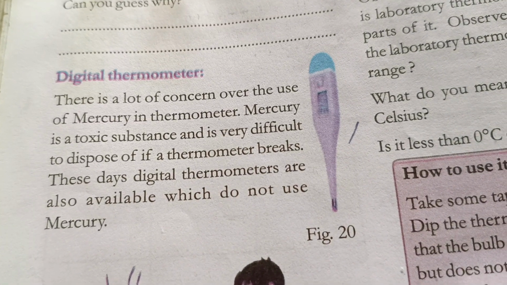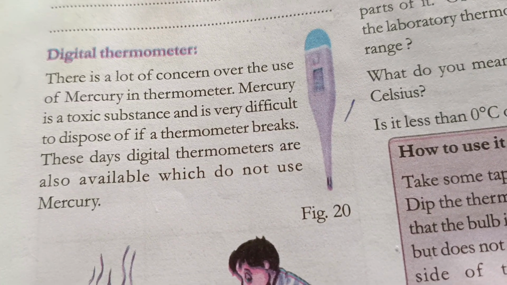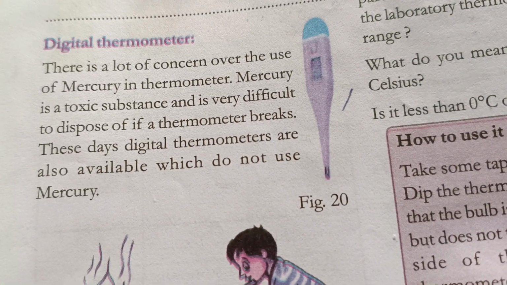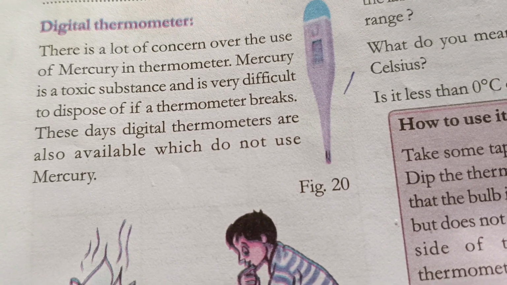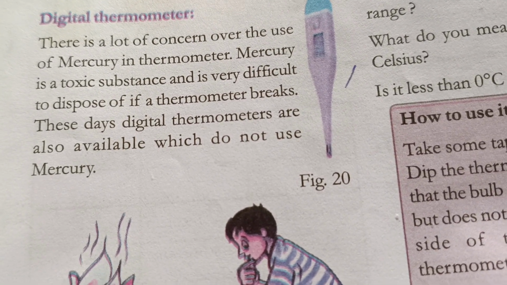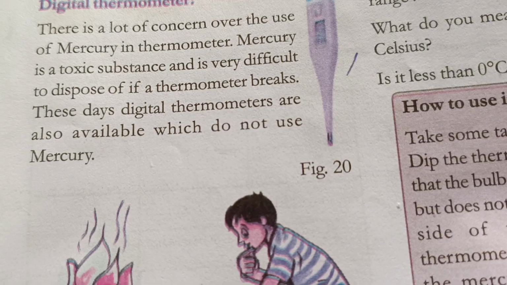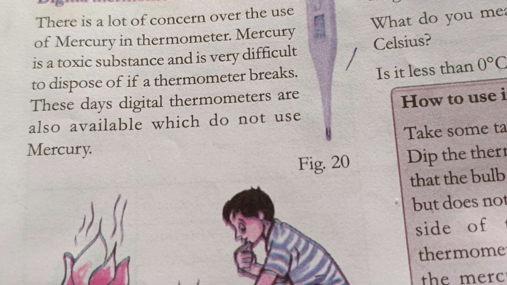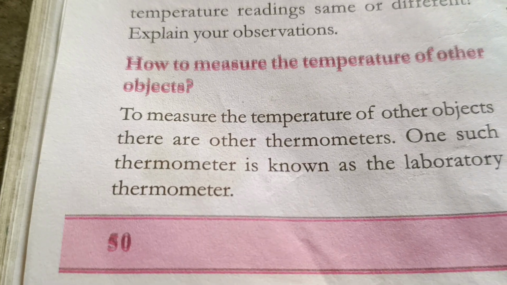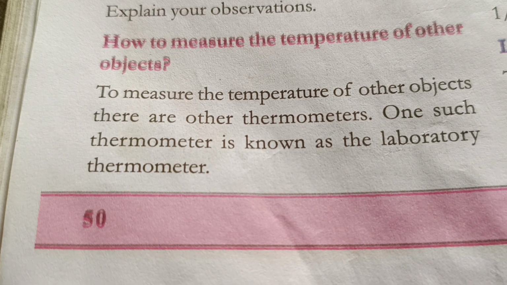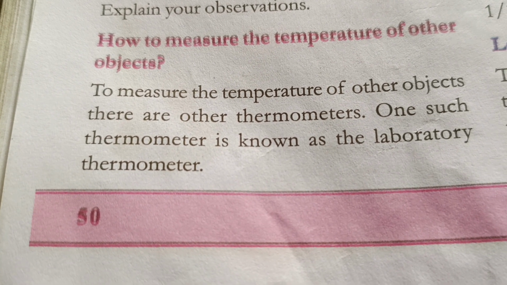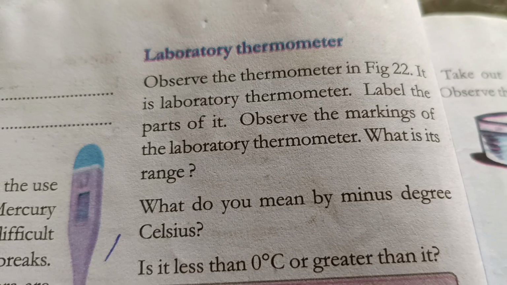Digital thermometer. There is a lot of concern over the use of mercury in thermometers. Mercury is a toxic substance and is very difficult to dispose of if a thermometer breaks. These days, digital thermometers are also available which do not use mercury. To measure the temperature of other objects, there are other thermometers. One such thermometer is known as a laboratory thermometer.